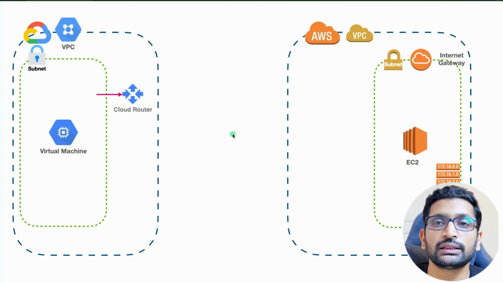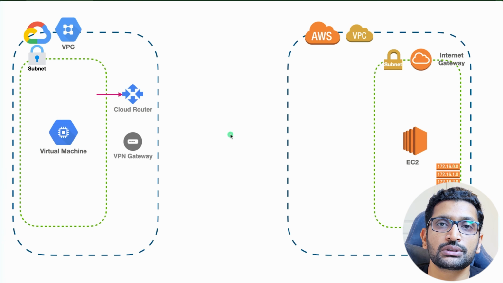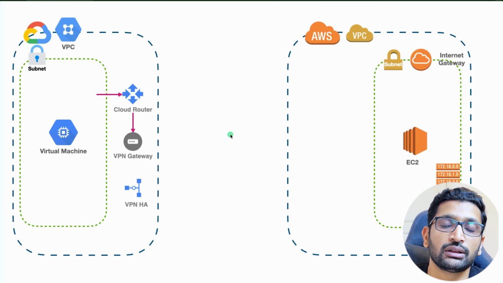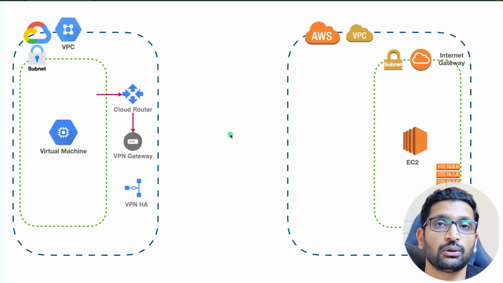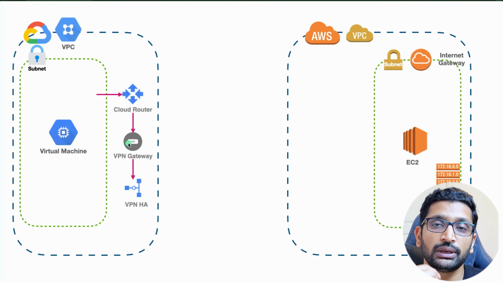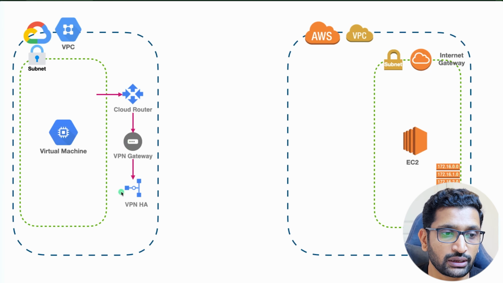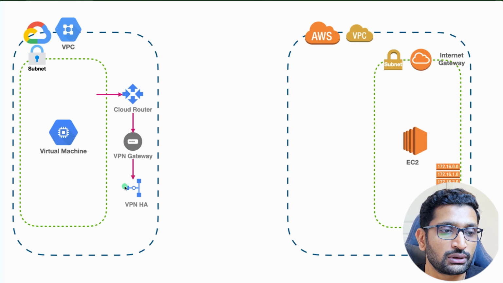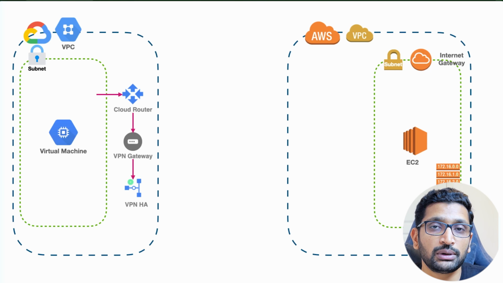Alright, so after setting up the cloud router, the next thing we need to set up is the VPN gateway, as well as the high availability VPN on Google Cloud. The VPN gateway we are going to set up a little later, because that will be an intermediate step when we are setting up the high availability VPN on Google Cloud. So let's first set up the high availability VPN on Google Cloud, and then we will set up the VPN gateway, which will be the next step.